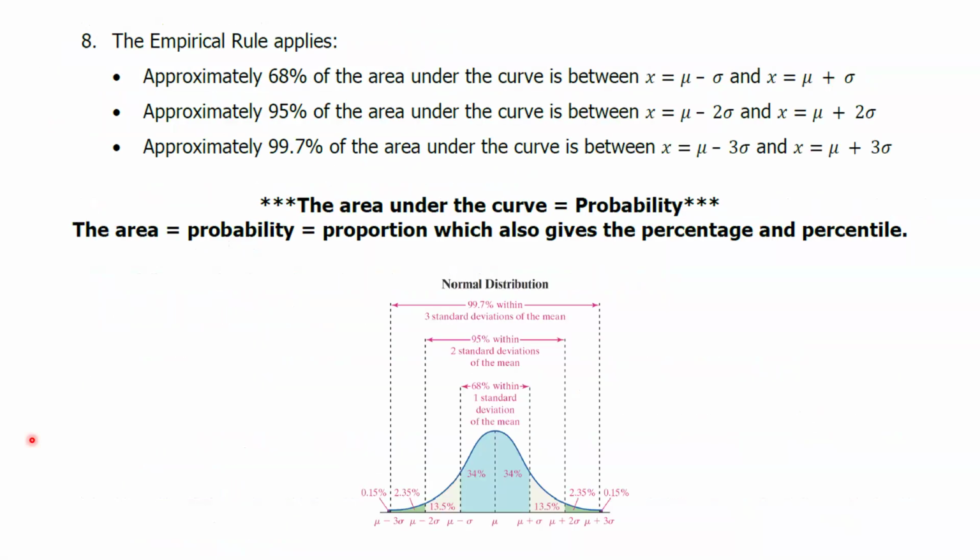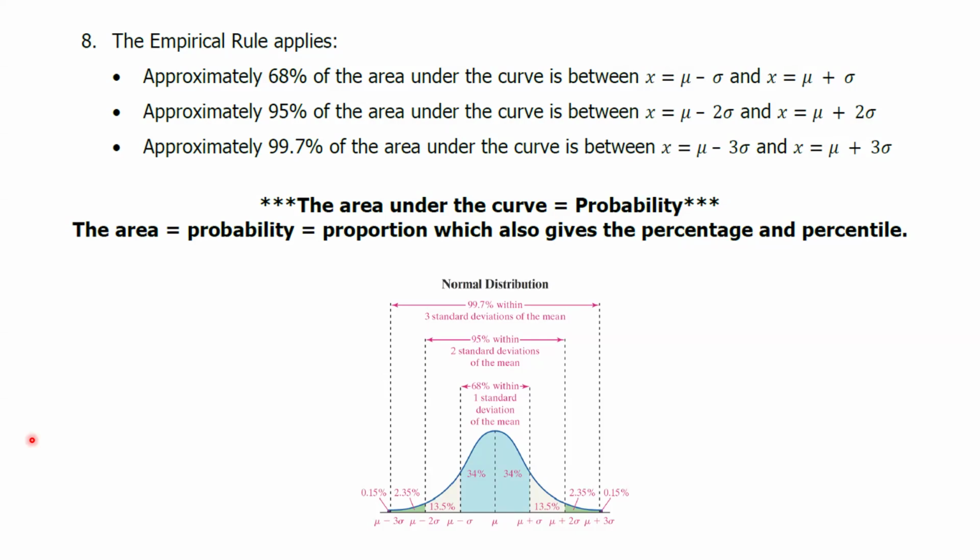Now, just like in the probability distributions we've looked at previously with normal distributions, the empirical rule applies. So approximately 68% of the area under the curve is going to be within one standard deviation of the mean. Approximately 95% of the area under the curve is going to be within two standard deviations of the mean. And then approximately 99.7% of the area under the curve is going to be within three standard deviations of the mean.